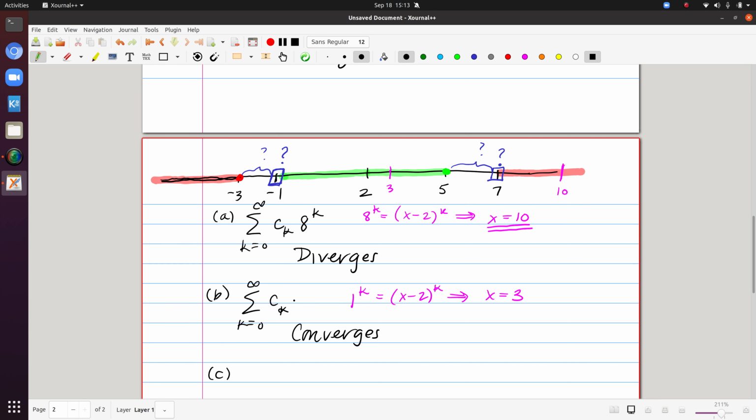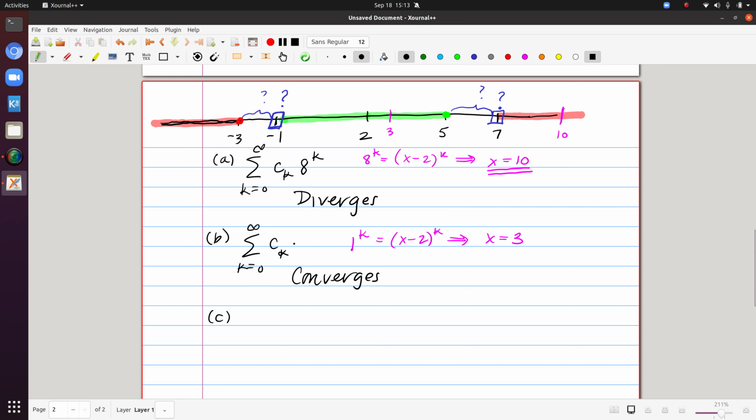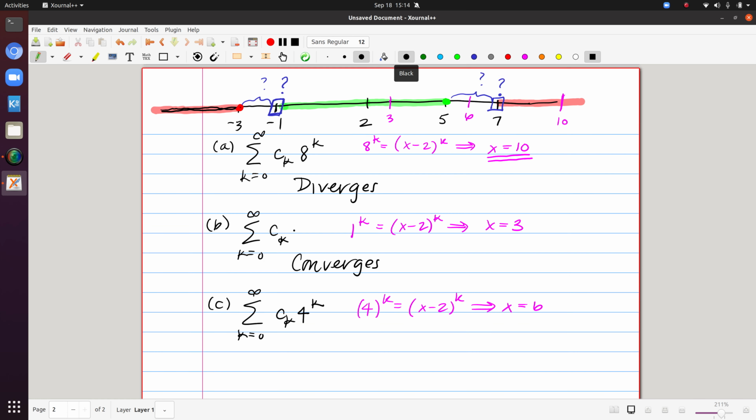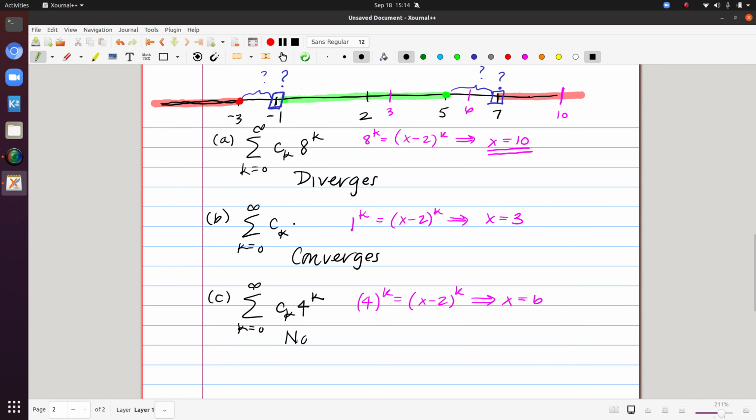For part C, we could consider the situation in which I have the sum from k equals 0 to infinity of c sub k 4 to the k. And here, again, we're taking 4 to the k, matching it up to x minus 2 to the k, and seeing that this would be x equals 6. So x equals 6 falls into this region where we don't really know what happens at that series. So this would be an example where we have not enough information.